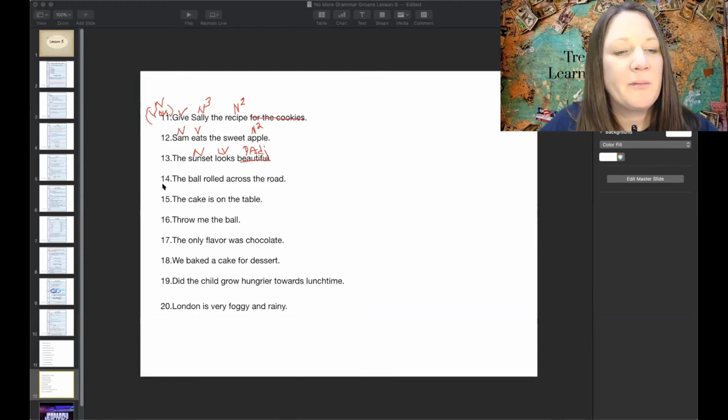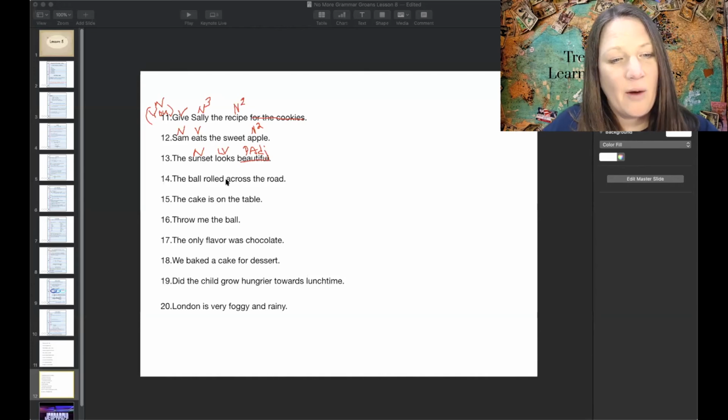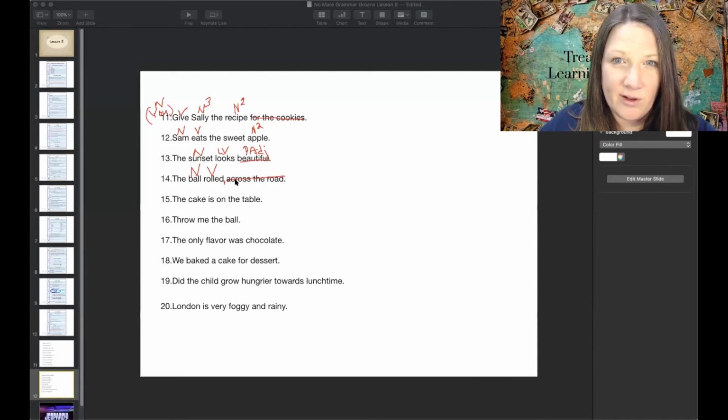We usually just write ADJ. Number 14, the ball rolled across the road. This one's easy. You can do it by yourself. I'll give you a few seconds. All right, across the road is a prepositional phrase, rolled is the verb, ball is the noun. Noun verb sentence pattern. If there was another word after rolled, then you would want to start looking for that noun 2. But there's not. It just immediately goes into a prepositional phrase.